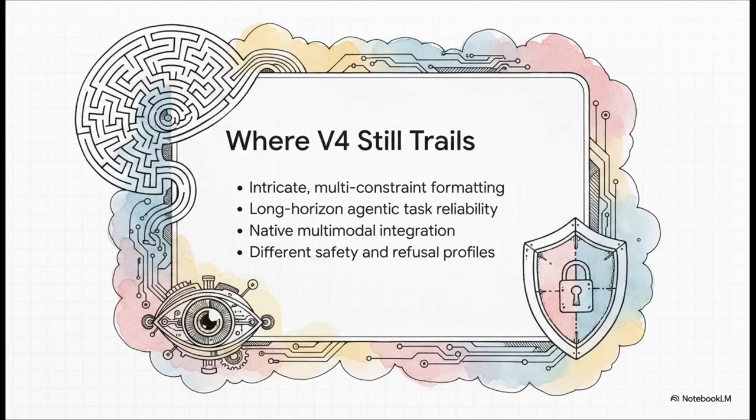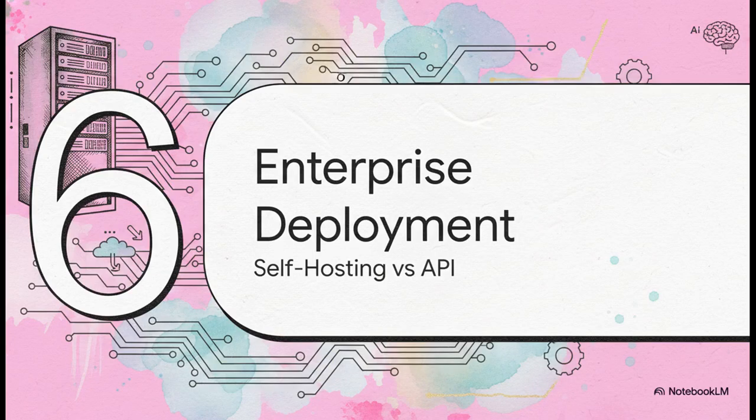So the crucial point here is understanding the exact trade-offs. Open-weight models like V4 aren't perfect yet. They still trail proprietary models in a few key areas. If you need a model to follow highly intricate, multi-constraint formatting instructions perfectly, or you're running long-horizon agentic tasks that require 50 or more sequential steps without losing focus, closed-source models like Claude Opus 4.7 definitely still hold an edge. V4 also lacks native multimodal integration right now and has a different safety and refusal profile that your compliance team should absolutely review. Which brings us perfectly to our final section, Section 6, Enterprise Deployment Trade-offs.